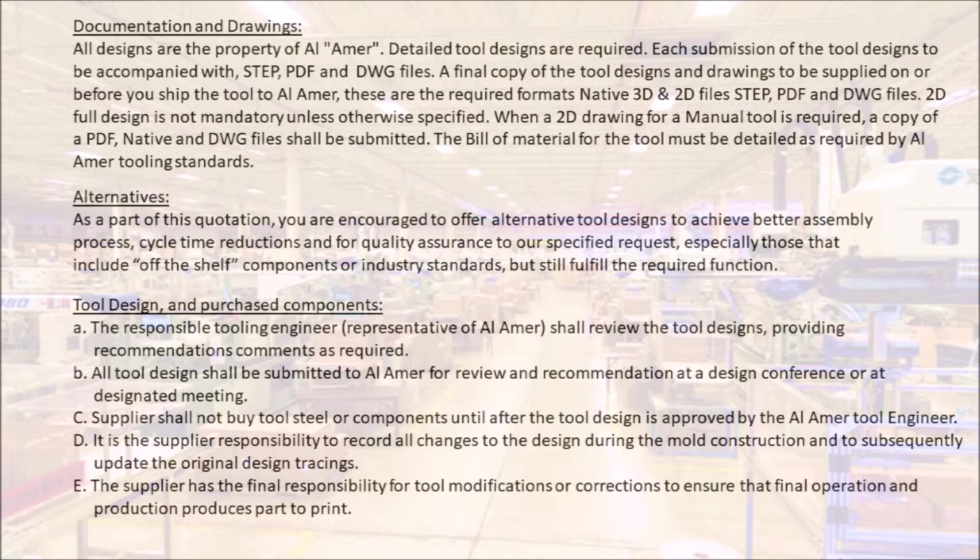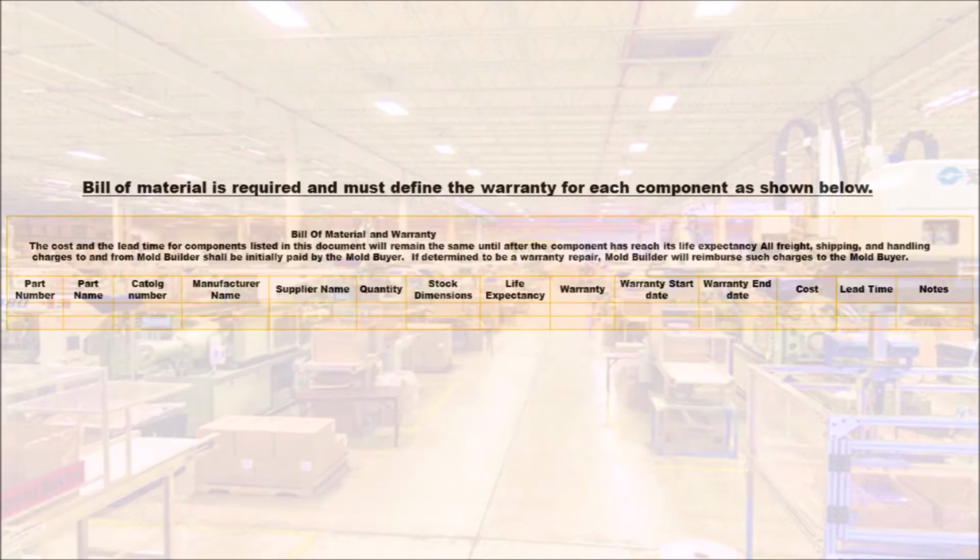D. It is the supplier's responsibility to record all changes to the design during the mold construction and to subsequently update the original design tracings. E. The supplier has the final responsibility for tool modifications or corrections to ensure that final operation and production produces part to print. Bill of material is required and must define the warranty for each component as shown below.